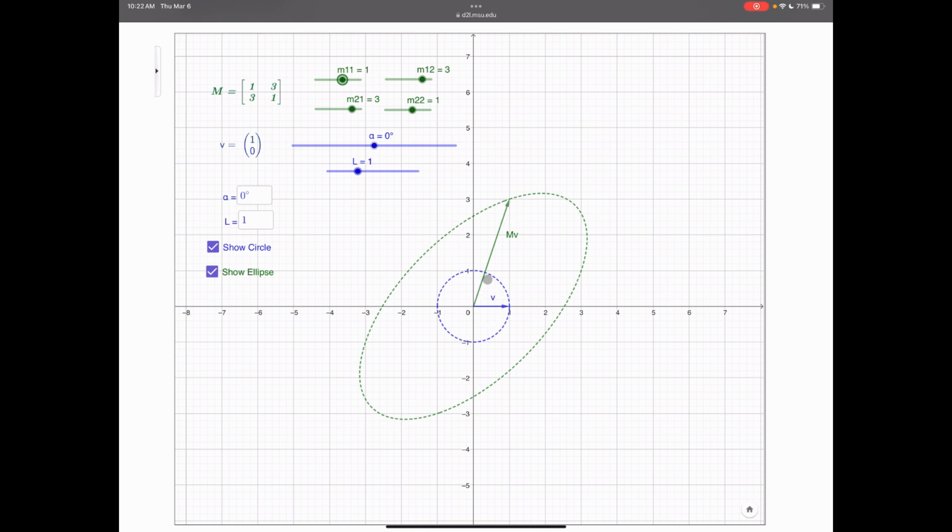Any vector on this circle is going to be mapped into vectors on the ellipse, as we are going to see in a minute. Here we can change the length of the vector on the domain, and here we can change the angle. So we are going to use this slider of the angle to move the vector along the circle and see if we can identify eigenvectors. For example, this is not an eigenvector because the action of the matrix on the vector v is a vector that is pointing in a different direction. Eigenvectors must point along the same line. So let's see if we can identify an eigenvector.